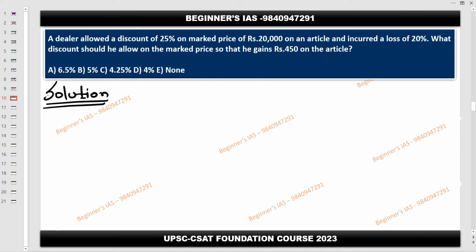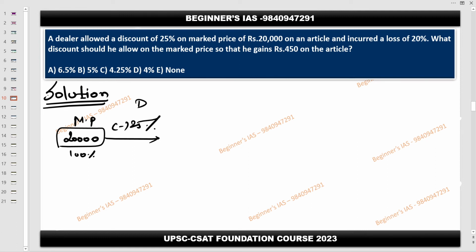So first of all, how to proceed with this problem? Listen, this kind of problem. Here the marked price, 20,000, take this as 100%. Here 25% of the discount means you have to subtract. 25% means 5,000 rupees. So subtract this discount, and we get 15,000.